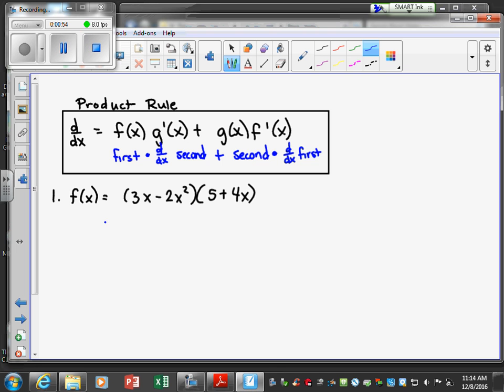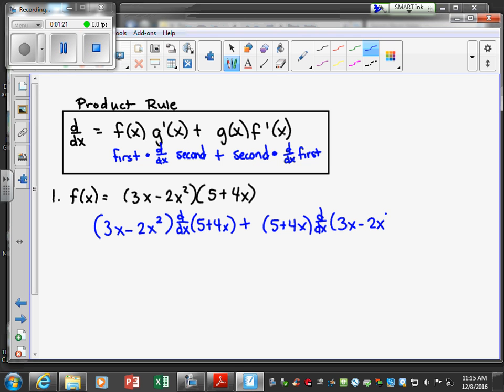So we're going to do first term, 3x minus 2x squared, times the derivative of the second term, which our second term is 5 plus 4x, plus the second term, 5 plus 4x, times the derivative of the first term, which is 3x minus 2x squared. Alright, now we're going to actually just this step, and we're going to calculate the derivative portions. Okay, so that's setting up the product rule.